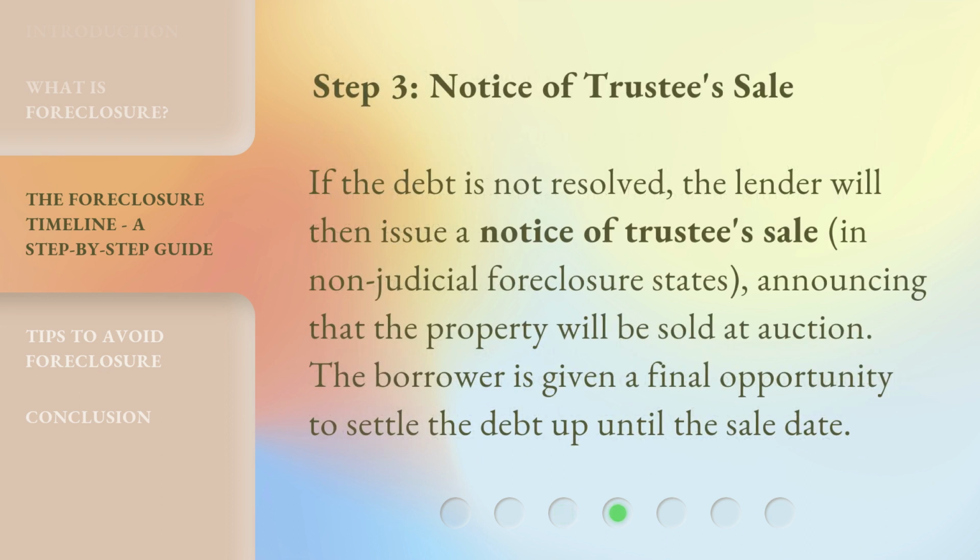Step 3. Notice of trustee's sale. If the debt is not resolved, the lender will then issue a notice of trustee's sale in non-judicial foreclosure states, announcing that the property will be sold at auction. The borrower is given a final opportunity to settle the debt up until the sale date.